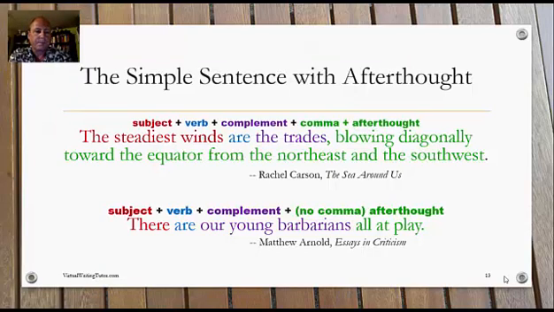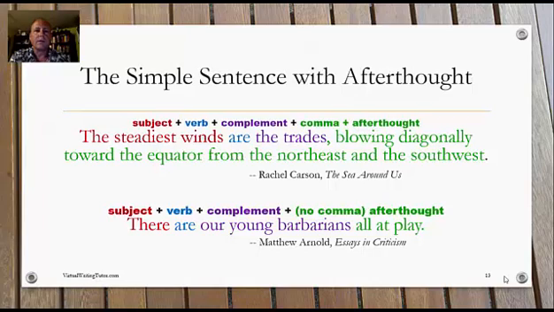Let's look at the next sentence. Here we have what we call an existential sentence. It begins with the word there. We'll call that our subject. Are as our verb. Our young barbarians is the complement. And here we can end the sentence if we wish. But no, we've added an afterthought with all at play. Here the author Matthew Arnold has decided not to use a comma, even though he has included an afterthought at the end of his sentence. He trusts that the reader will understand how the afterthought is related to the rest of the sentence.